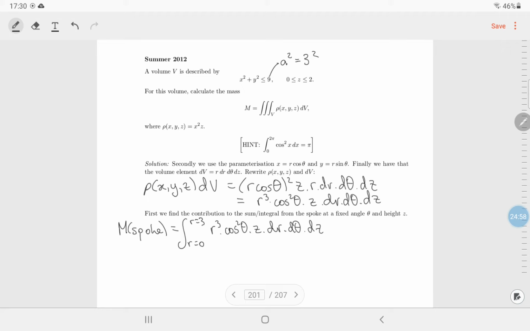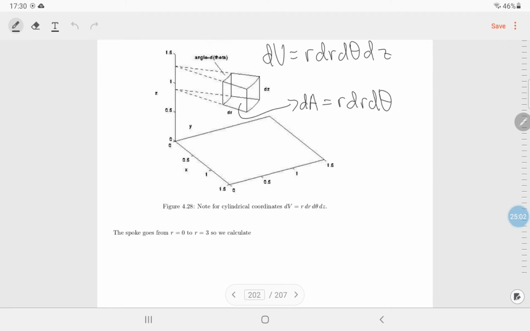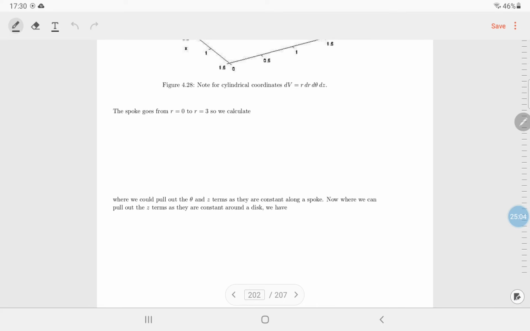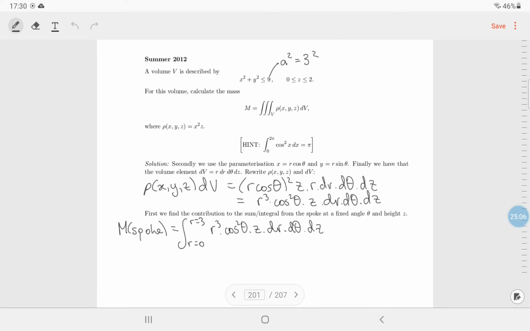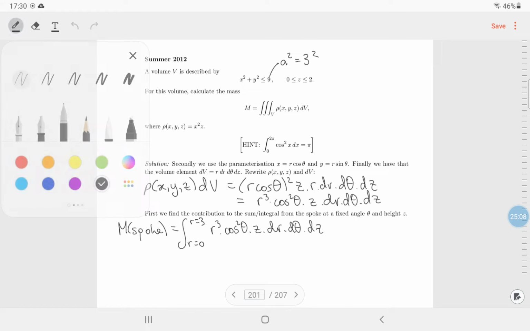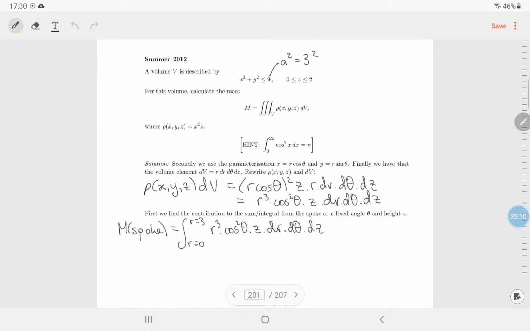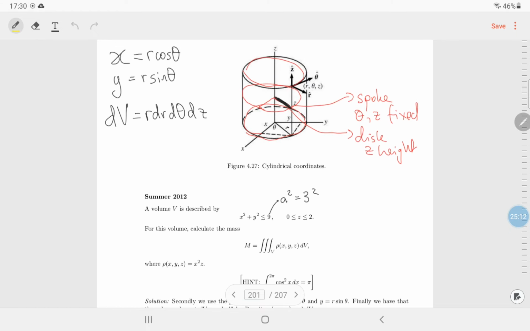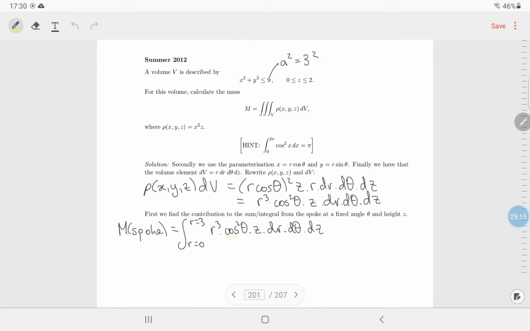So for space, we might have to use that alpha notation again, or is it? Oh no, here we go. Okay, so we're going to jump to here. So I'm going to take out what's constant. On a spoke, the angle is fixed and the height is fixed. So we'll take out cos squared z and the differentials.